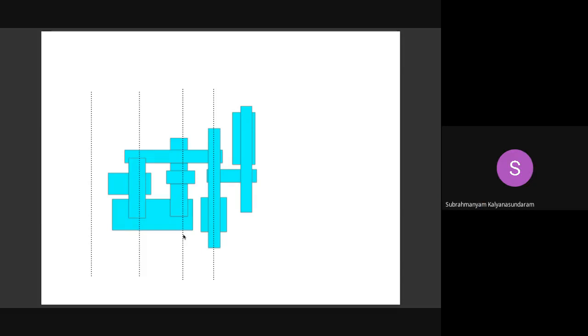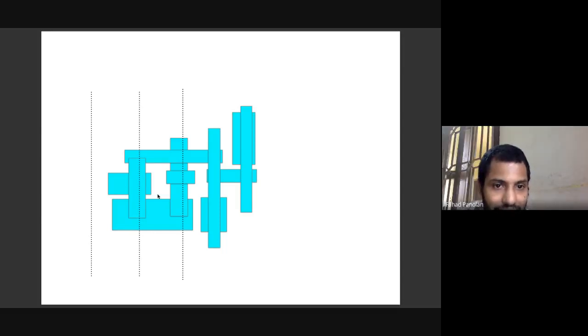So just to be clear, Fahad, the second line that you draw, you are looking for a rectangle between the first line and the second, right? Yeah, between the first line and the second line. Okay. Thanks.